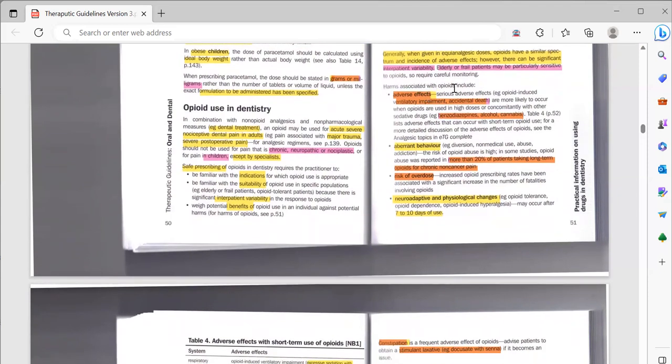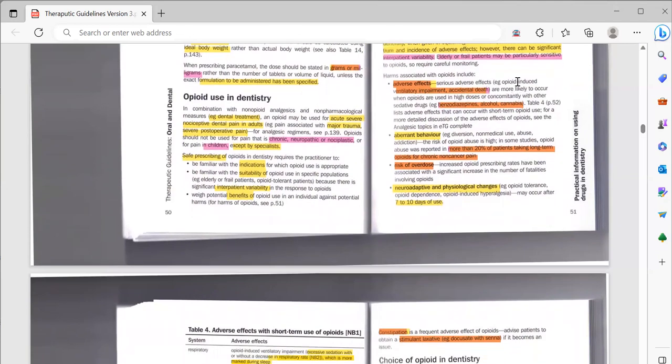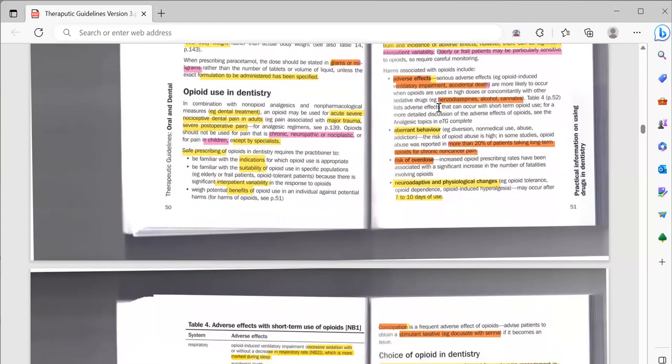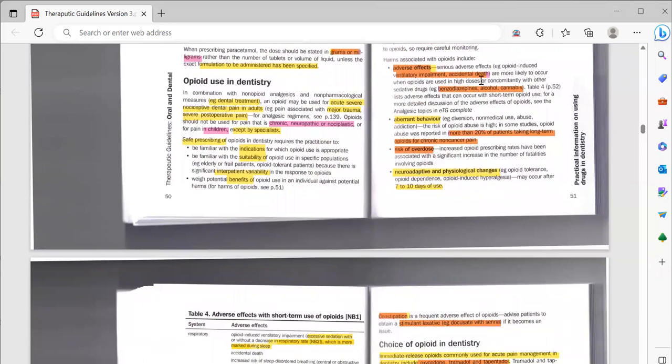The harms associated with opiates are adverse effects. Serious adverse effects, for example opiate-induced ventilatory impairment or accidental death, are more likely to occur when opiates are used in high doses or concomitantly with other sedative drugs. So if the patient is already taking benzodiazepines or alcohol or cannabis and then takes an opiate, it would be really dangerous for him.